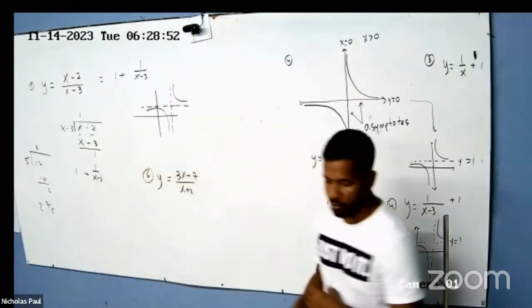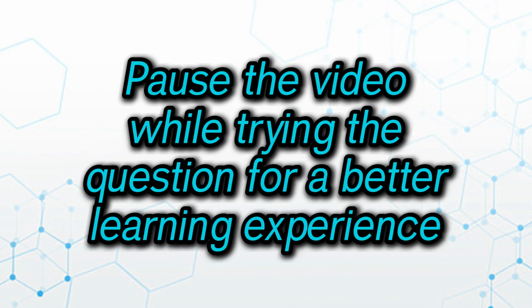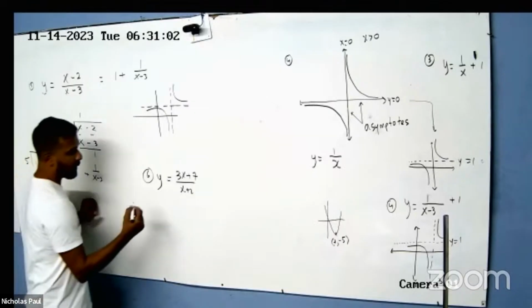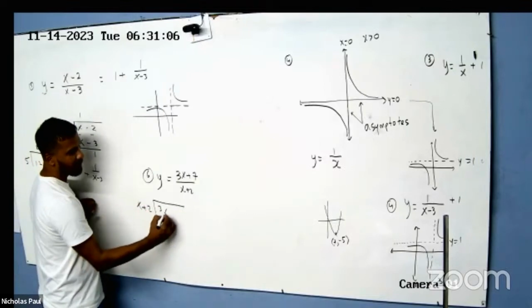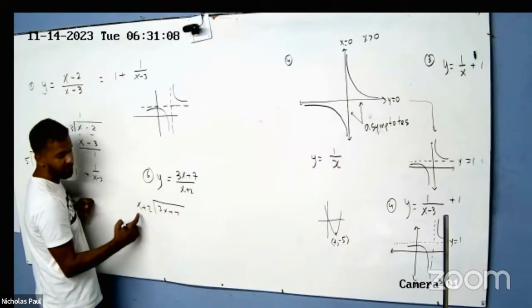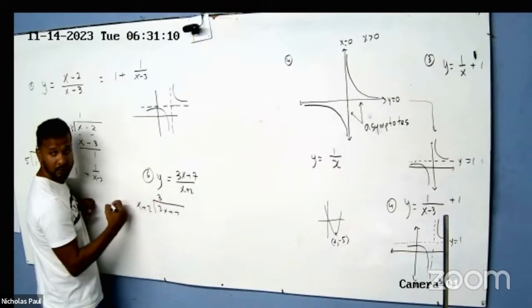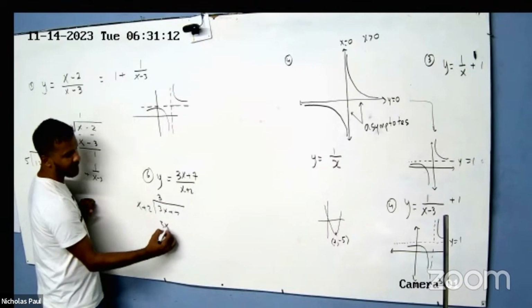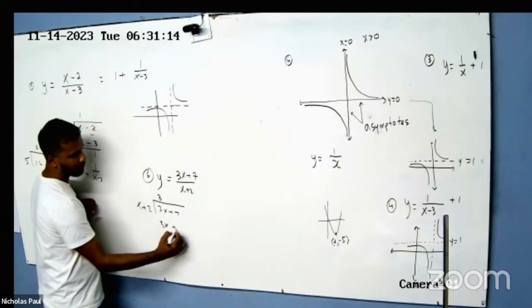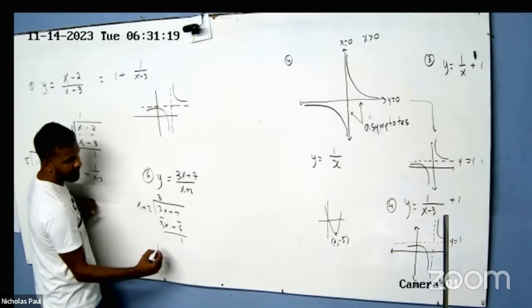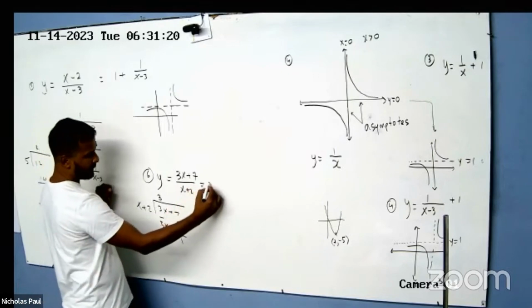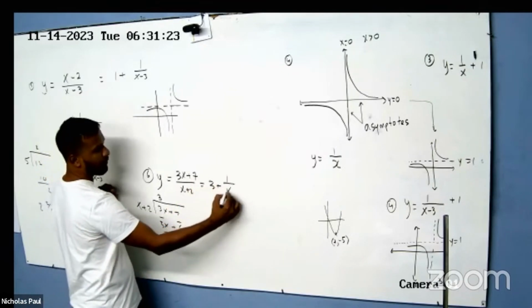3x plus 7 over x plus 2. All right, so when you long divide, x plus 2 into 3x plus 7, x into 3x's, 3 by x's, 3 by 2. Minus, minus, 0, 1. So your answer is 3 plus 1 over x plus 2.